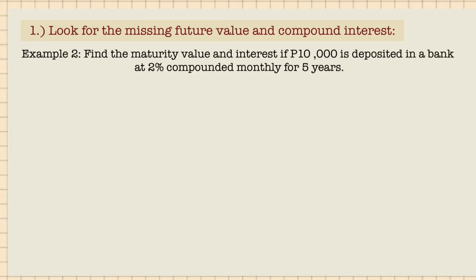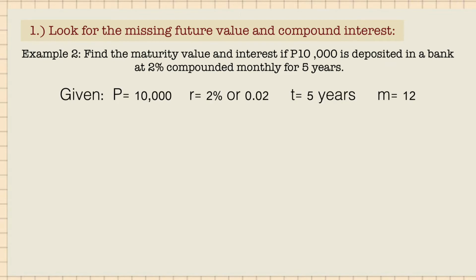Example number 2. Find the maturity value and interest if 10,000 pesos is deposited in a bank at 2% compounded monthly for 5 years. So our given is P is equal to 10,000, R is equal to 2% or 0.02, T is equal to 5 years, and M is equal to 12 since it is compounded monthly. Our I is equal to 0.02 over 12, which is equivalent to 0.001667, and our N, which is equal to 12 times 5, is equal to 60.